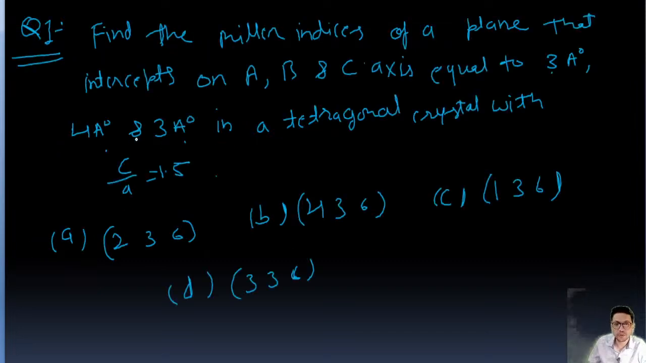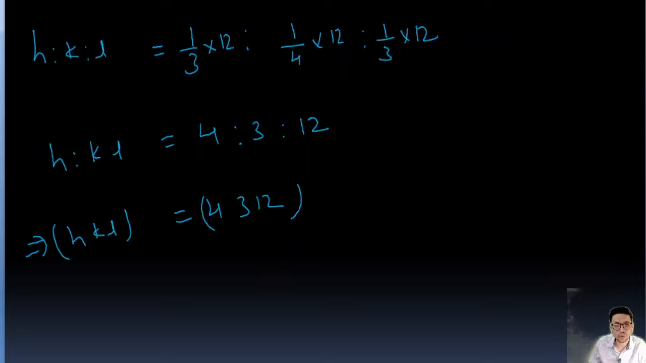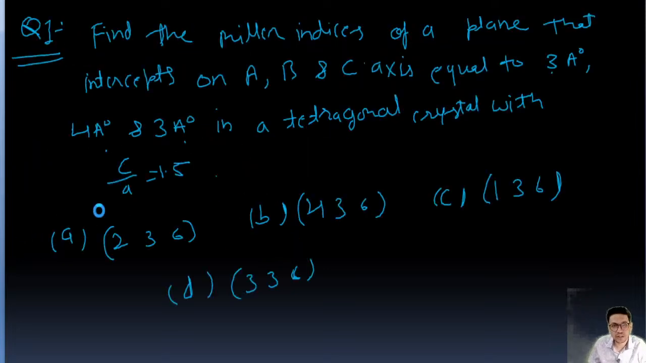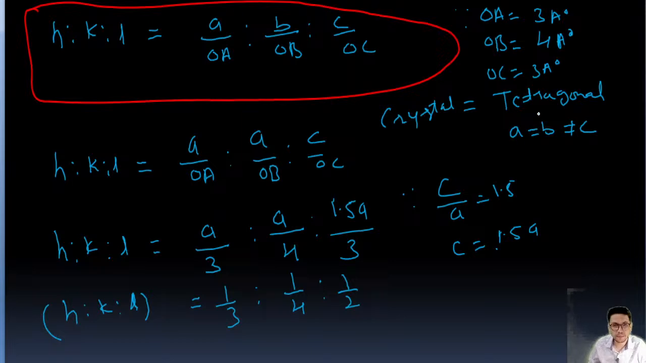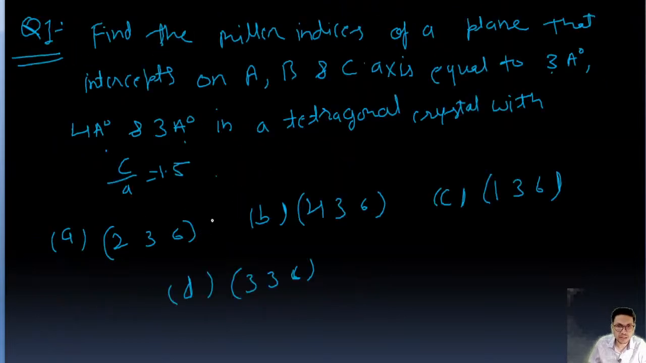So we have to find the Miller indices in a tetragonal crystal. Any type of crystal can be asked, guys, so you must know this trick, so that you can easily know these conditions and apply them here. If you don't know these conditions, you cannot solve this question. So this is the answer, and which option is matching, guys? Option B is matching, right?